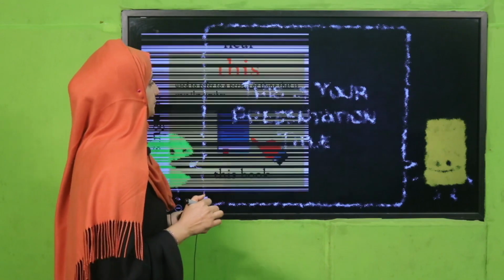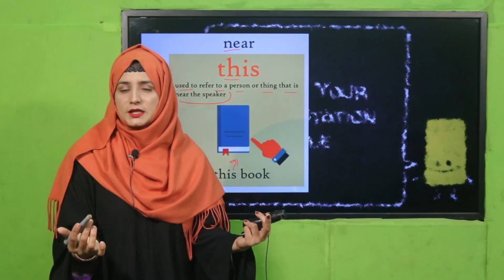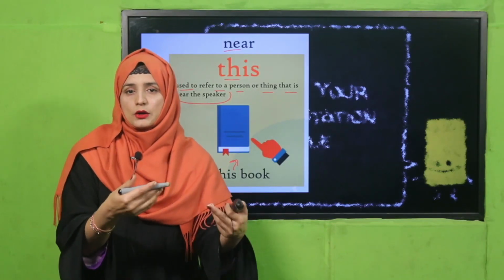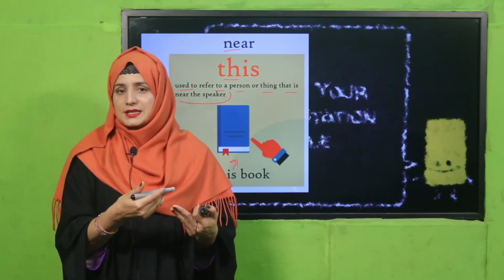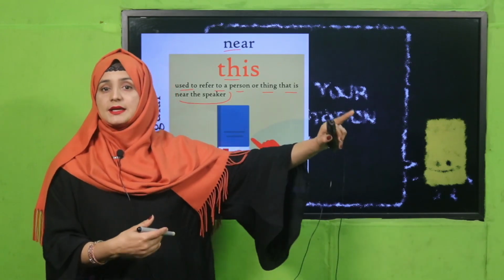So next, near thing, we use this, used to refer to a person or a thing that is near the speaker as well. Like this book. You have a lot of things, my dear students, in front of you. That book is in your hand. You can see this book, and that book is in your friend's hand and he is far away.